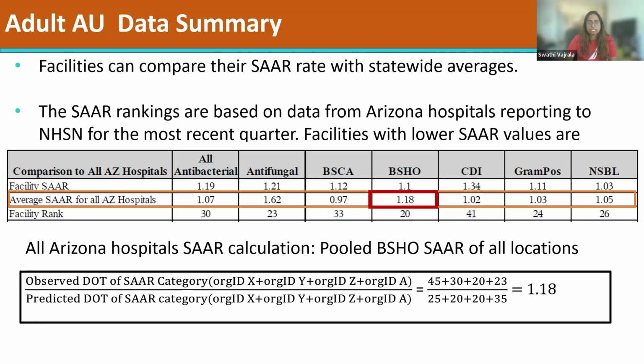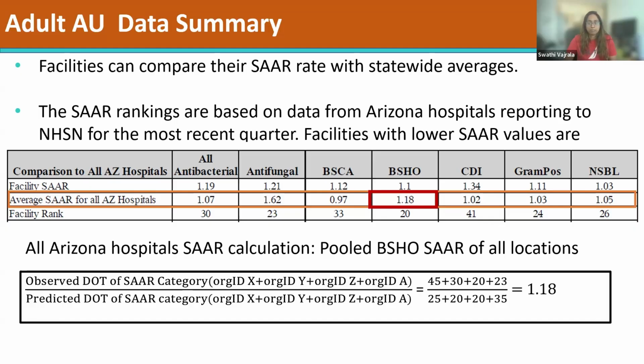If we look into this table, suppose the BSHO facility SAR is 1.10, and the average SAR for all AG hospitals is 1.18. That means the facility's value is 1.10 compared to the statewide average of 1.18. And the table below is an example of how the statewide BSHO SAR is calculated.